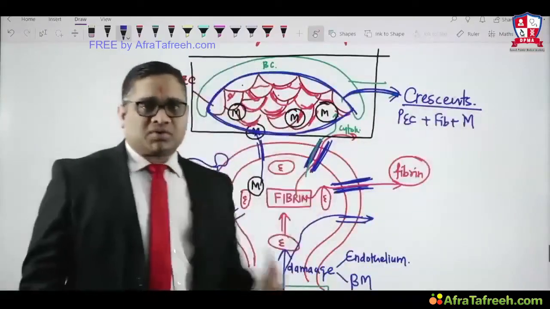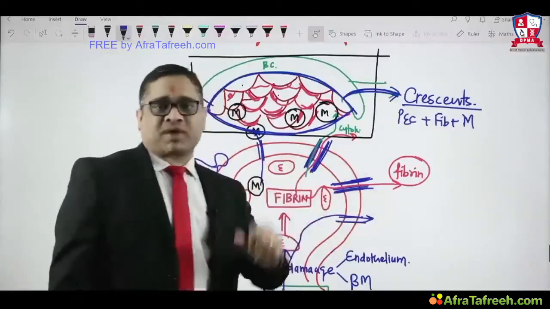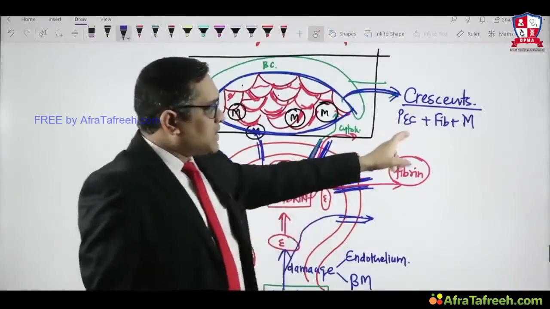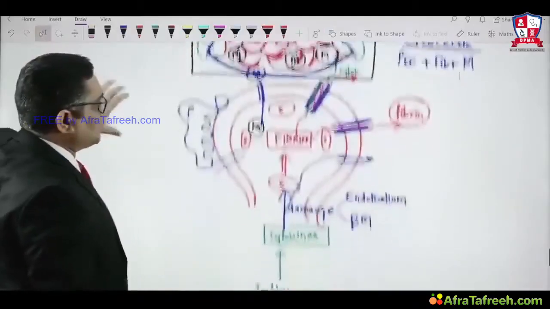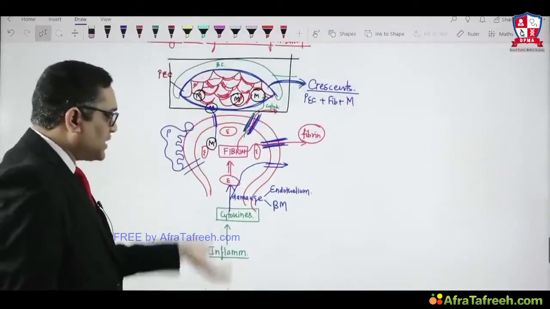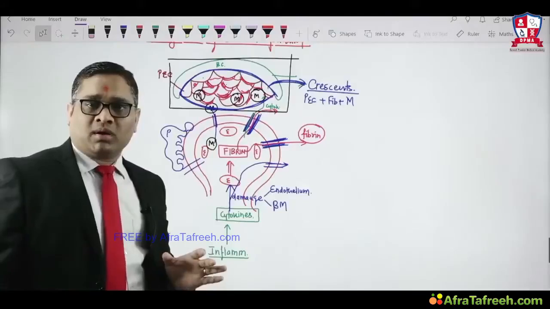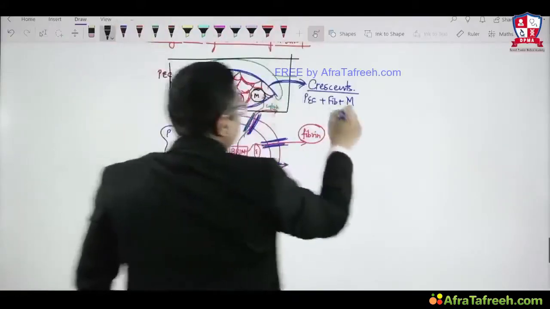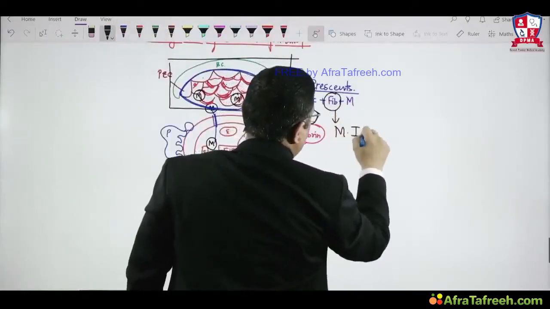Come to the older All India question. The question was, in crescent formation, what is the most important factor? Parietal epithelial cell, fibrin, or mononuclear cell? Look at the concept of pathogenesis: inflammation, cytokine, endothelial damage, fibrin. Who is most important? Fibrin is most important, right? And that was the answer in the All India AIIMS exam. Fibrin is the most important factor in crescent formation.